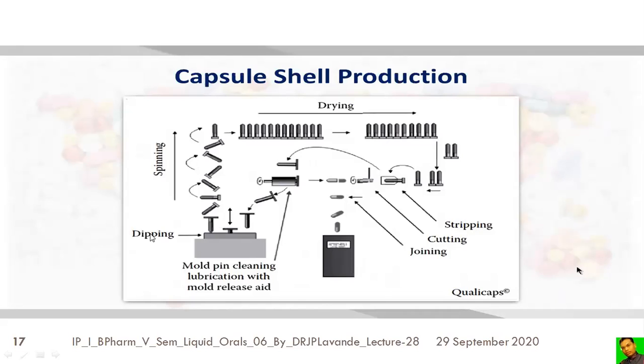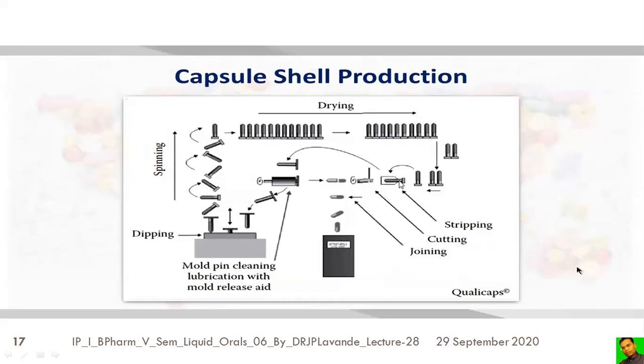The whole process starts with dipping, that is, the dipping of the molds into the solution of gelatin. Then there is spinning. The spinning ensures uniform spreading of the gel material over the steel pins. The pins are rotated and then subjected to the process of drying. The pins are passed through the drying chamber with controlled humidity and temperature. Once the pins get dried, the capsule shells are stripped off.